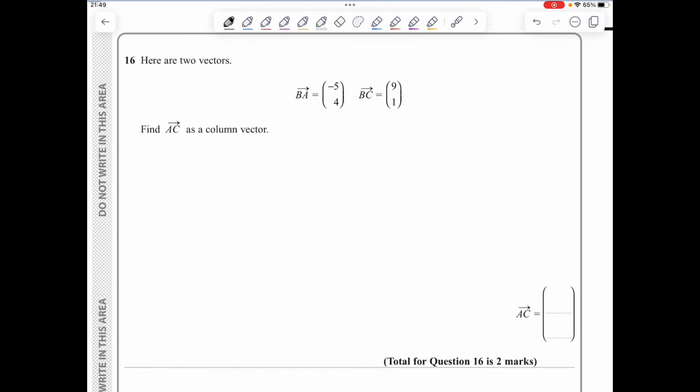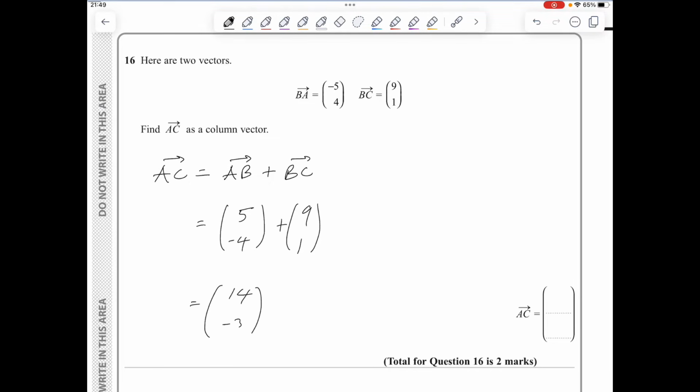For question 16, to find AC, I need to create a path from A to C. I'll start from A and go to B, and then continue from B to C. I don't have AB, but I have BA, which is exactly the reverse. So AB is (5, -4). BC is given as (9, 1). So if you add this element by element, 5 plus 9 is 14, and -4 plus 1 is -3, and this is my final answer.